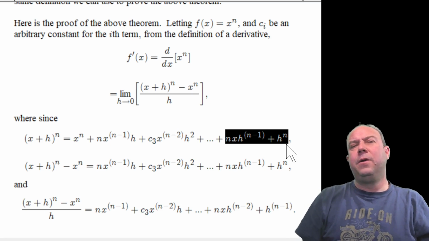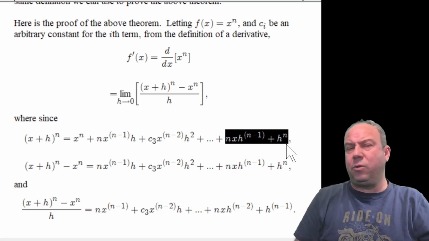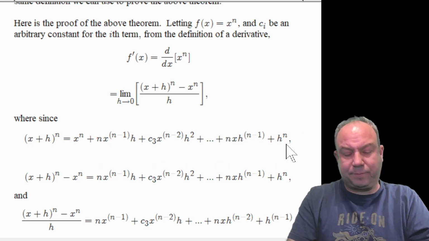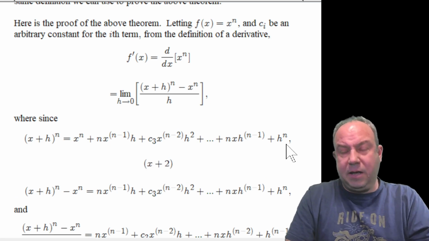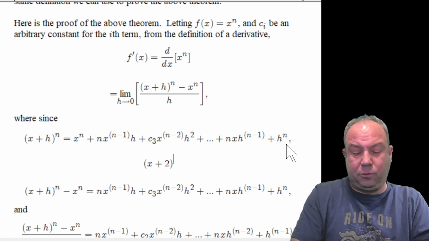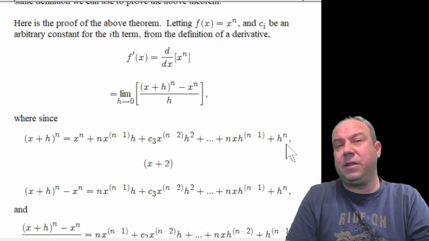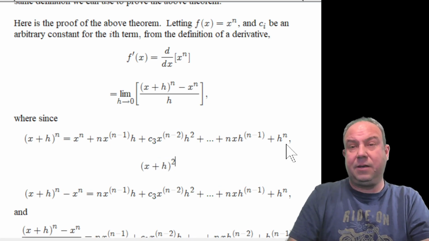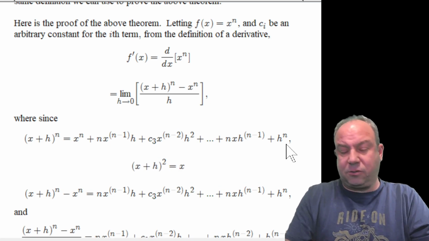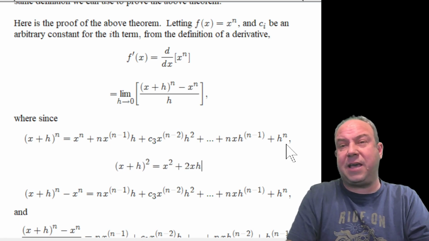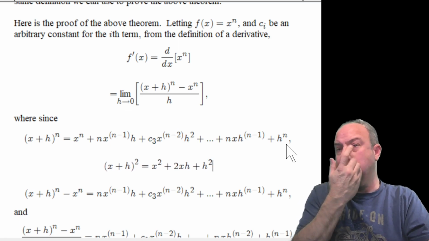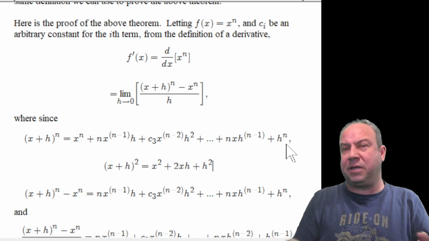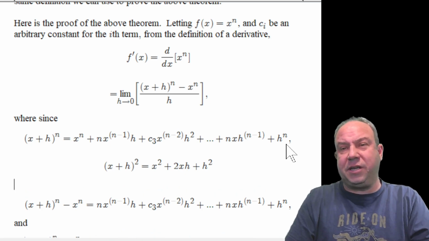Right? This is the pattern we follow when we look at, if I was to expand on this generically, right? If we were to look at something like x plus h to the second power, this would be x squared plus 2xh plus h squared, which would be a description of the above pattern following for the nth power of x plus h.